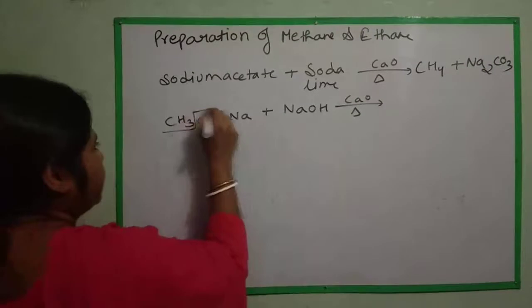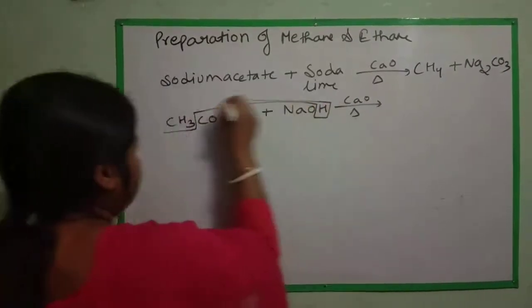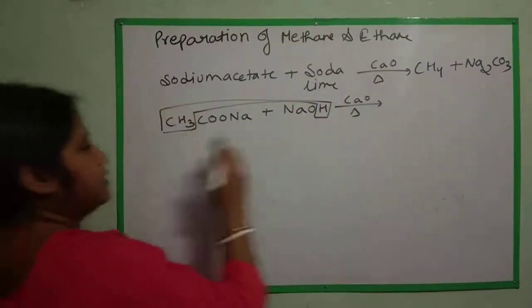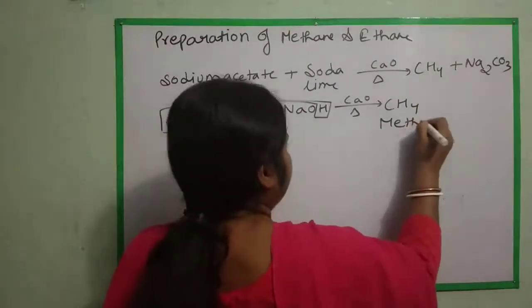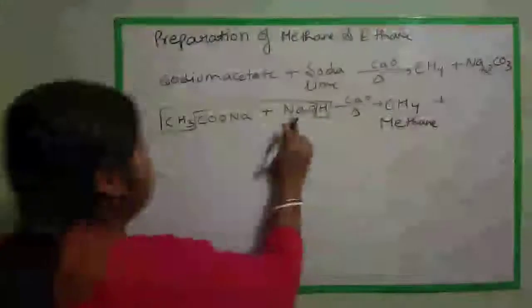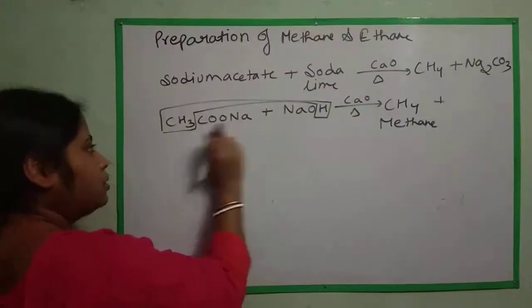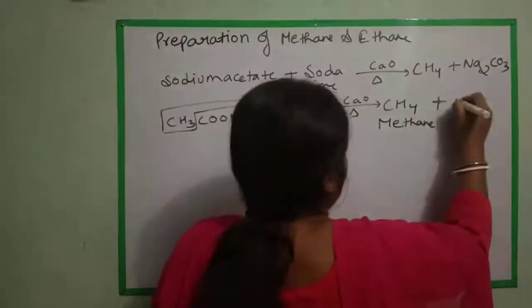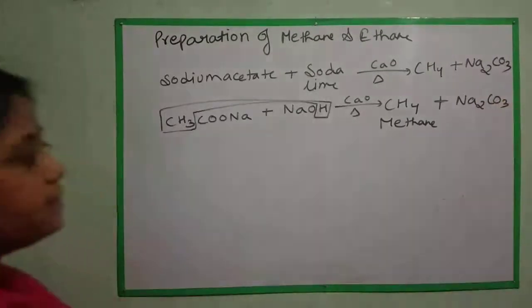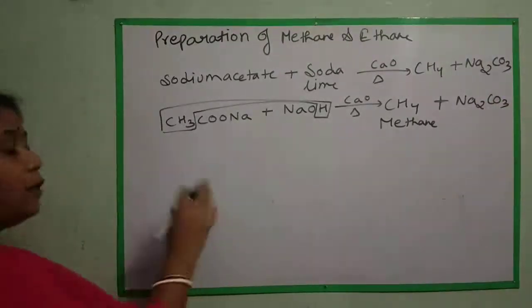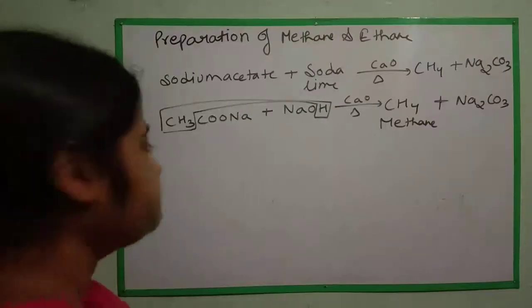From here I will take CH3 and here H. H combines with CH3 to form CH4, which is methane, and the rest of the compound joins to form Na2CO3. This is the lab preparation of methane.